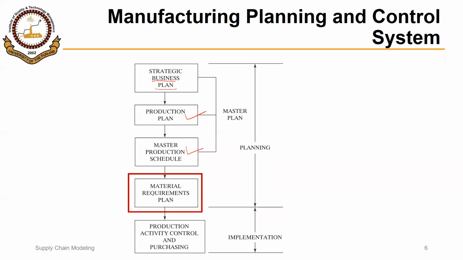So based on the MPS, or master production schedule, that we made here, that was for end items, and we decided which end item is to be made, when, and in what quantity. So based on that plan, we plan for the components and raw materials for the end items, and that is called material requirements planning. So the logic of MRP is very similar to the master production schedule, but the purpose here is different. So here we will be focusing on components and raw materials.